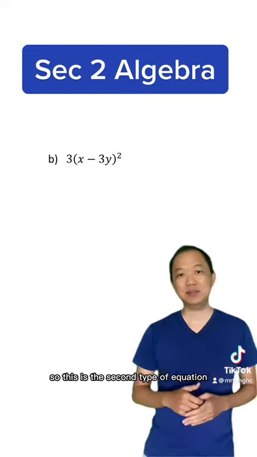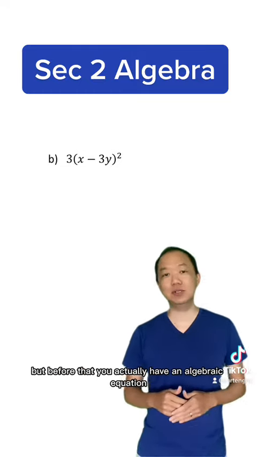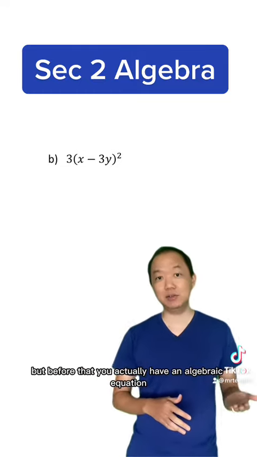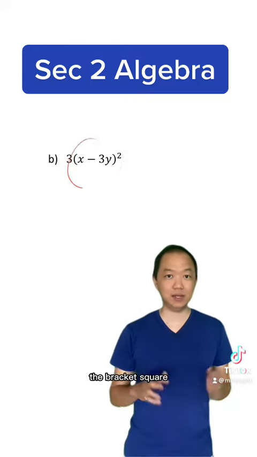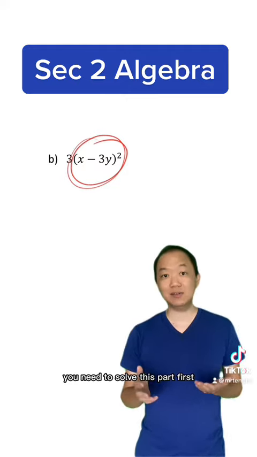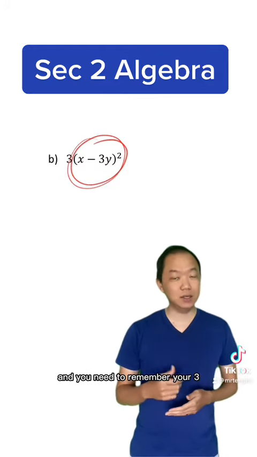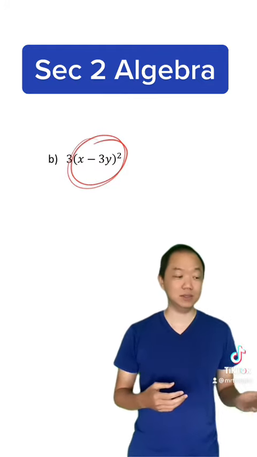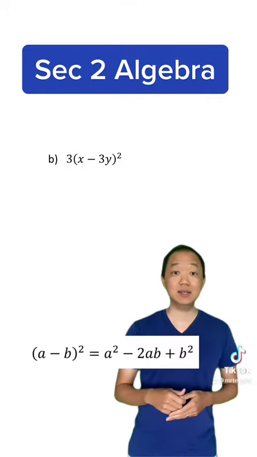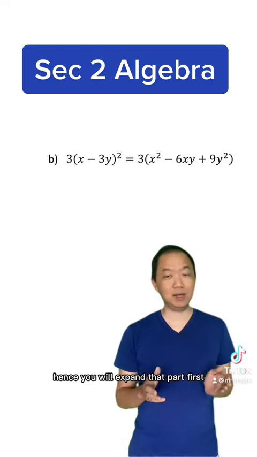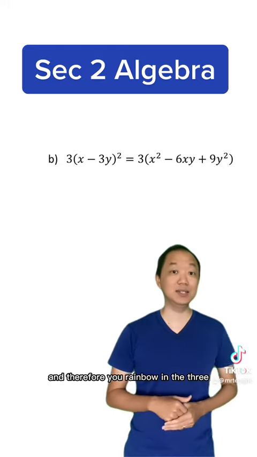So this is the second type of equation you need to know. You also have to do the rainbow in, but before that you actually have an algebraic equation that you need to solve. So for example, this x minus 3y, the bracket square, you need to solve this part first, and you need to remember your three special algebraic formulas, one of which is this (a minus b) bracket square, which will give you a square minus 2ab plus b square. Hence you expand that part first, and therefore you rainbow in the 3.